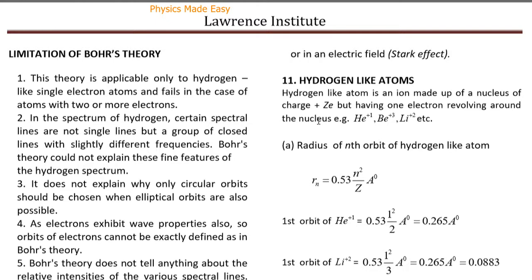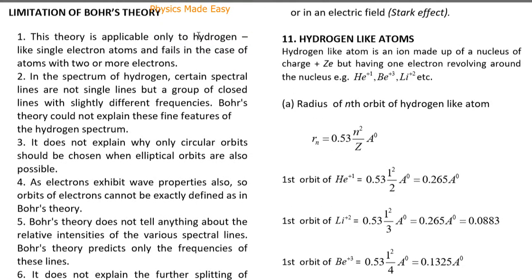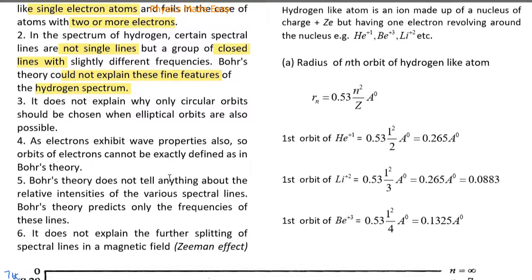I would like to just go through the limitations of the Bohr model. The theory is applicable only to the hydrogen atom first, like a single electron atom, and fails in the case of two or more electrons. In the spectrum of hydrogen atoms, certain spectral lines are not single but are close together. The Bohr model fails to explain the hyperfine structure of the hydrogen spectrum.